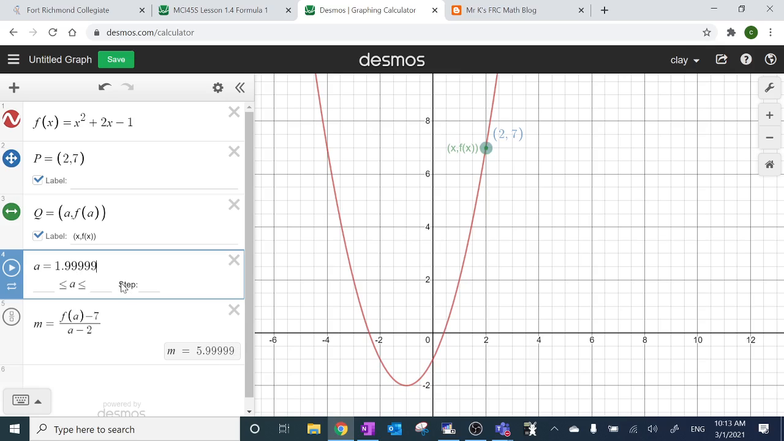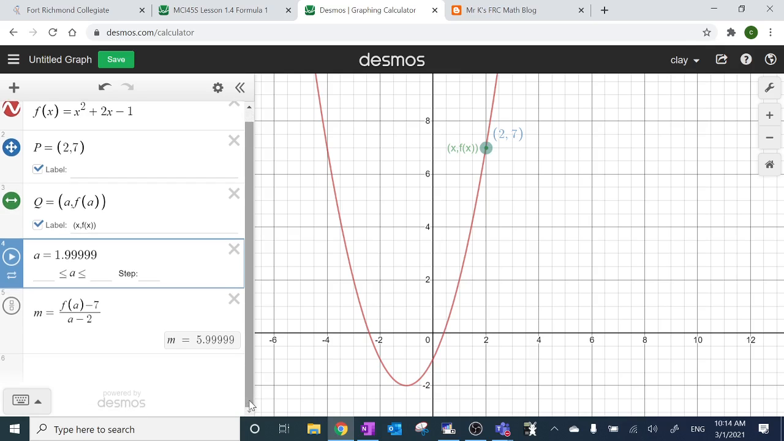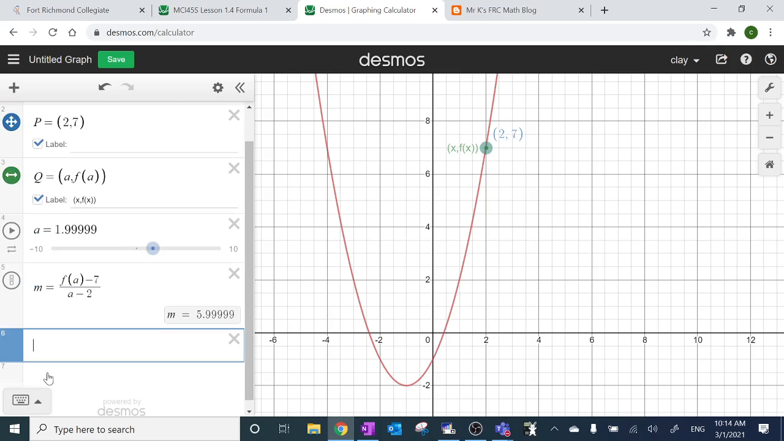Then it will start to mess up. But up to about 4 or 5 decimal places, you can see we're getting infinitely close to that slope of 6. And if you want to actually see if the equation you got is right, so we got the equation 6x minus y minus 5 equals 0, right? So let's see if that looks like a tangent line when we go through there.